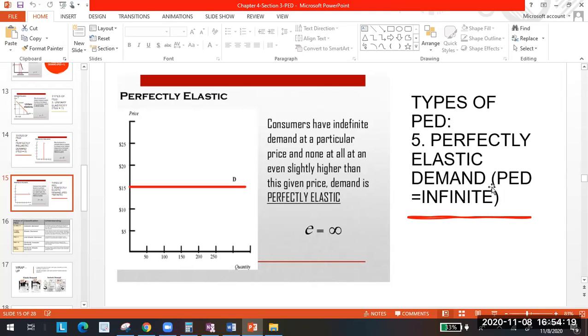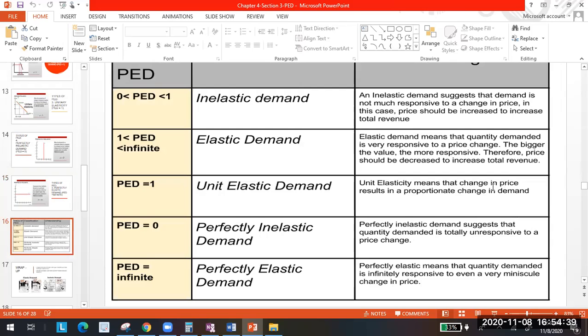Right. So in this situation, elasticity is equal to, can you recognize this sign? What is the meaning of the sign? It's PED equals infinite. Like it can keep going forever, regardless of the price change. There's not an end to this. Infinity means we don't have an end to this, right?